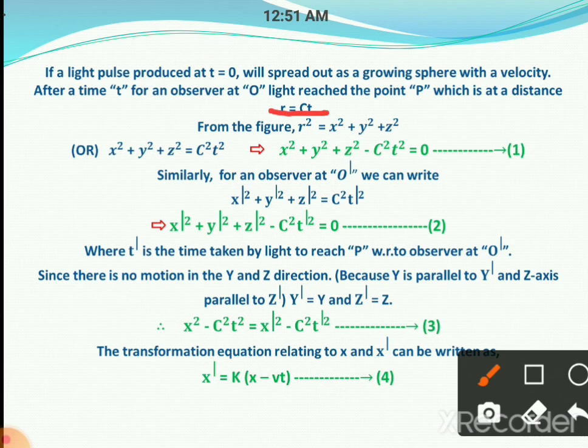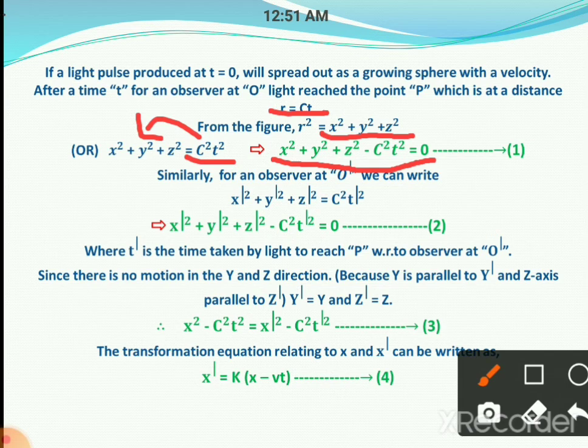From this figure, we can see that r square is equal to x square plus y square plus z square, or x square plus y square plus z square is equal to c square t square. Why? Because r is equal to ct, so r square means c square t square. Take c square t square to the LHS. Therefore, this equation becomes x square plus y square plus z square minus c square t square equal to 0. Take this as equation number 1.